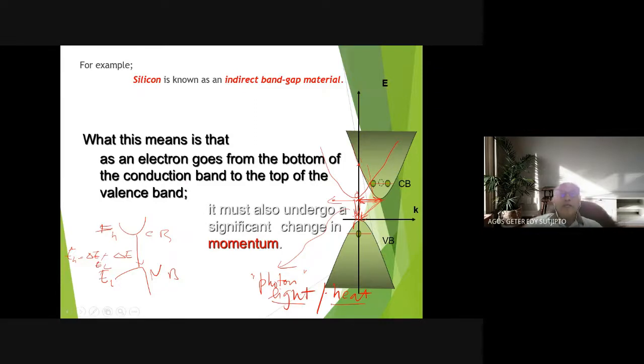So in the case of silicon, there will be two energies that can be formed: phonon, the vibration of the crystal or vibration of the electron, and then the photon. So these are the two energies that can be conserved in silicon and other semiconductors.